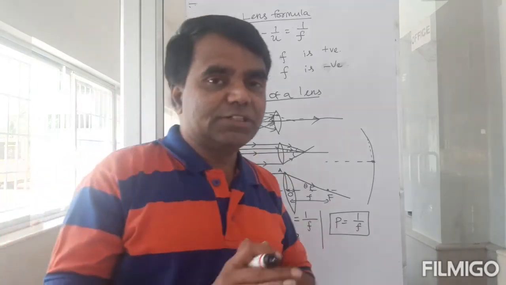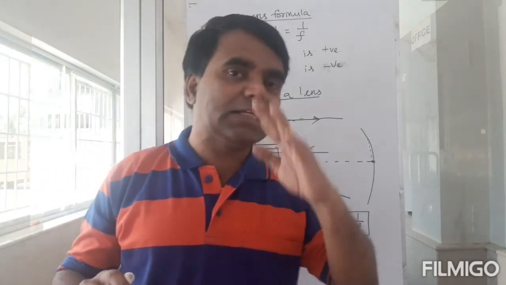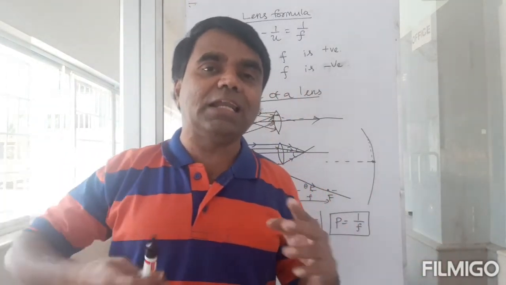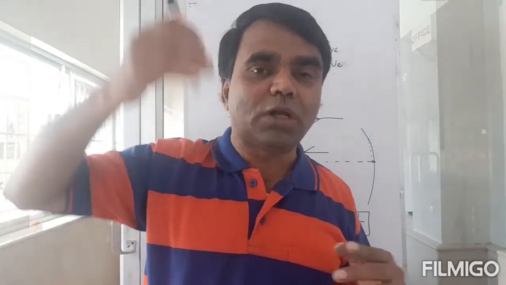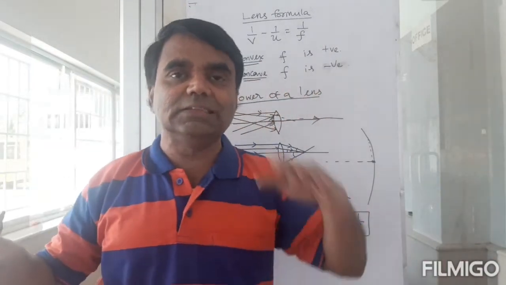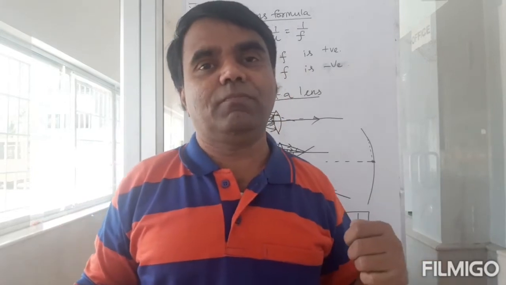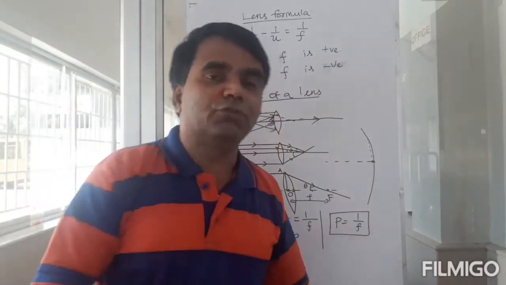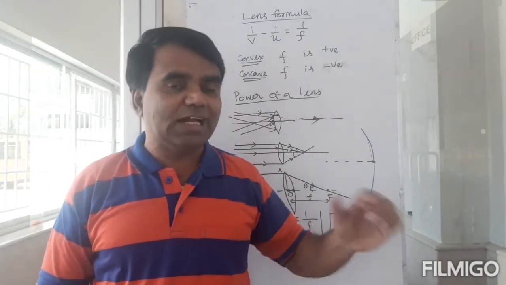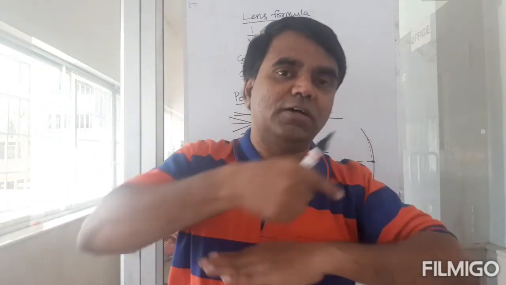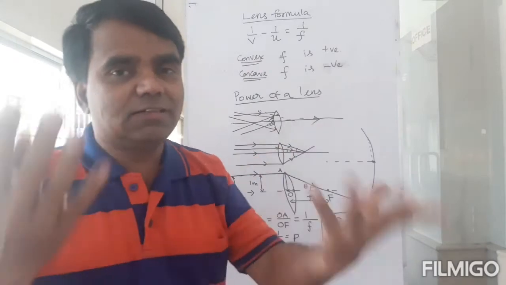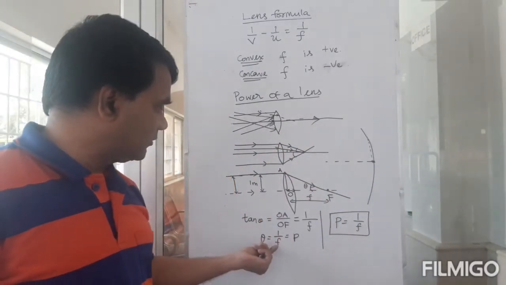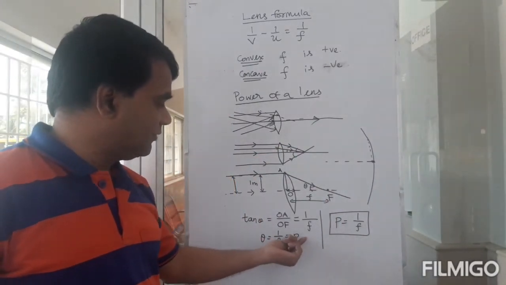So what is the original definition? The power of a lens is the angle at which a parallel ray, which is at a distance of 1 meter from the axis, is bent. The parallel ray will go through the focal point. So the angle between the axis and the focal point is the angle at which it is bent. And if you talk about paraxial rays, then that tan theta will become theta, 1 by f, and you can define it as power.